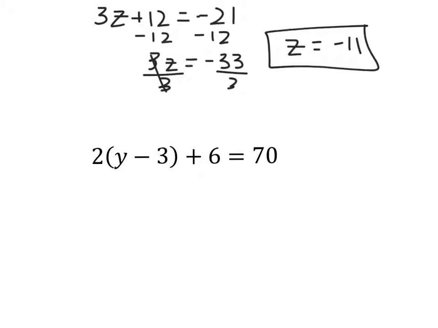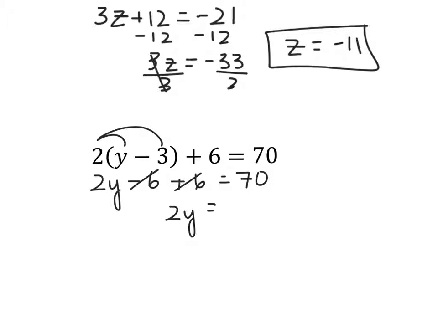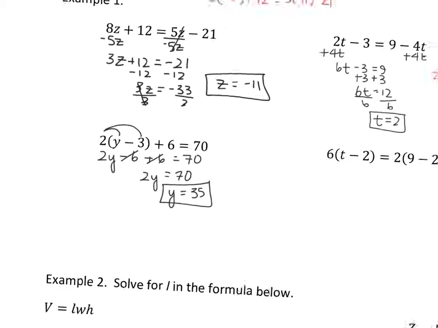Okay, next one. This one is going to involve distributing first. So I'm just going to distribute the 2y. So it's 2y minus 6, because 2 times 3 is 6, plus 6 equals 70. I want to simplify the left-hand side. So I'm going to combine my negative 6 and my 6, which would cancel out. So I get 2y equals 70 and y equals 35. So again, you want to plug it back in and make sure it checks.